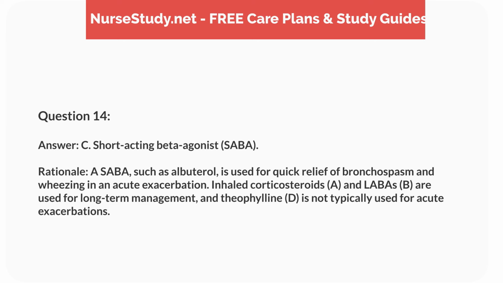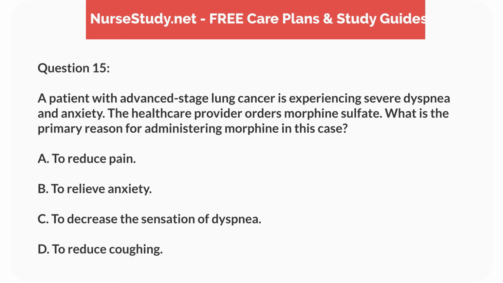Answer. C. Short-acting beta-agonist, SABA. Rationale: a SABA, such as albuterol, is used for quick relief of bronchospasm and wheezing in an acute exacerbation. Inhaled corticosteroids, A, and LABAs, B, are used for long-term management, and theophylline, D, is not typically used for acute exacerbations.